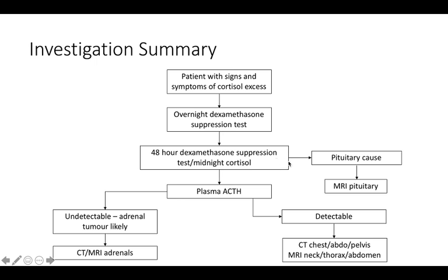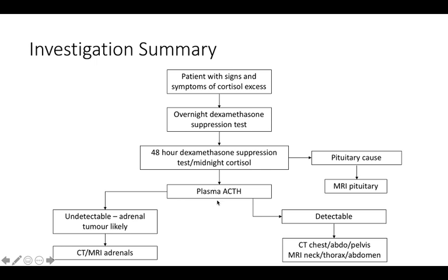A high dose test will suppress pituitary release of ACTH, and therefore cortisol levels will be low. So this will identify a pituitary cause. If this is suppressed, an MRI of the pituitary gland is usually performed. However, if the cortisol at this point is not suppressed, the next thing to perform is a plasma ACTH test.